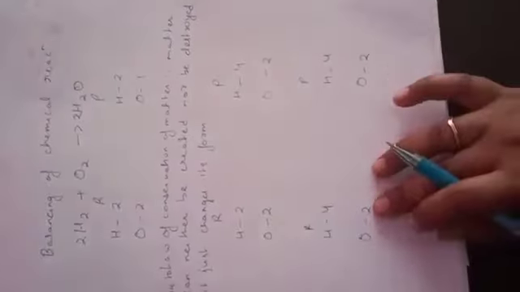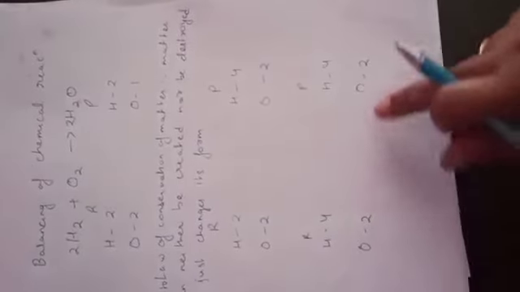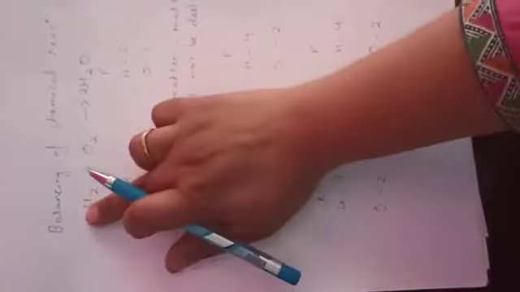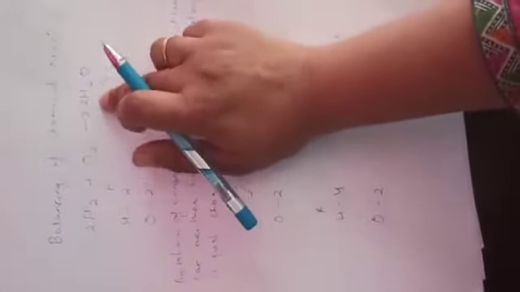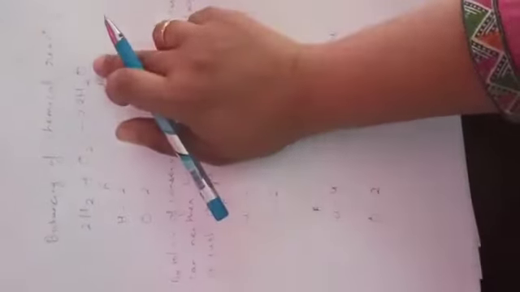So here you will see that there are 4 hydrogen atoms on the reactant side and 4 hydrogen on the product side, 2 oxygen on the reactant side and 2 oxygen on the product side. So this is a balanced chemical equation in which you have an equal number of each and every atom on both sides of the reaction, whether it is the reactant or product side.